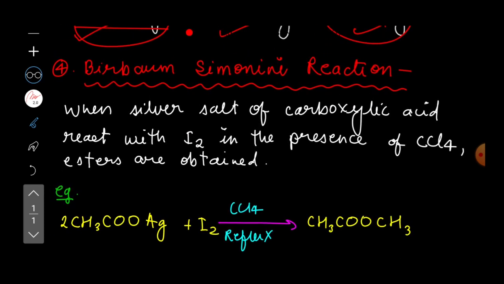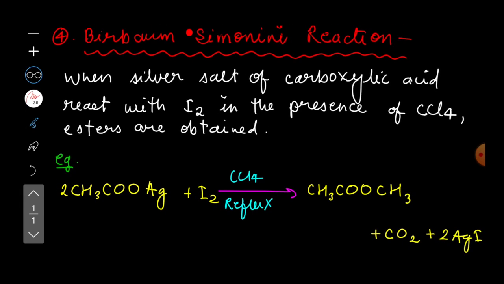Next reaction is Borodin-Simonini reaction. Borodin-Simonini reaction is, if in the above reaction, that is in the Hunsdiecker reaction, we take iodine instead of bromine, we cannot find the iodoalkane. This means we cannot find the haloalkane.